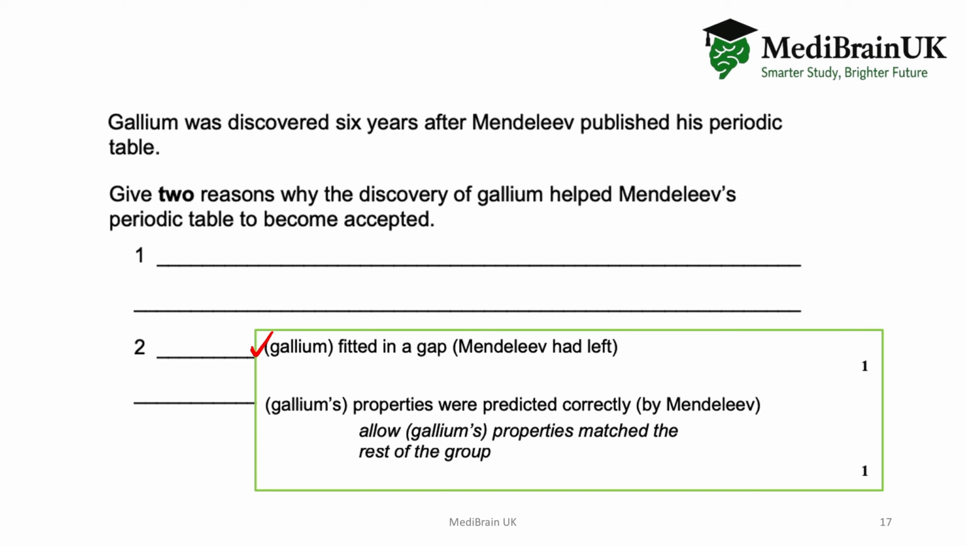Okay, and the other thing that you have to say is that gallium's properties were predicted correctly, because the 2 things that he did were that he left the gap and he also predicted the properties that that specific element will have when it's discovered in the future. And when it was discovered, it fitted that gap perfectly, and its properties also matched the ones that he predicted. So gallium fitted in the gap that he had left, and the properties were predicted correctly by Mendeleev. Okay, so those are the 2 marks that you need to state.